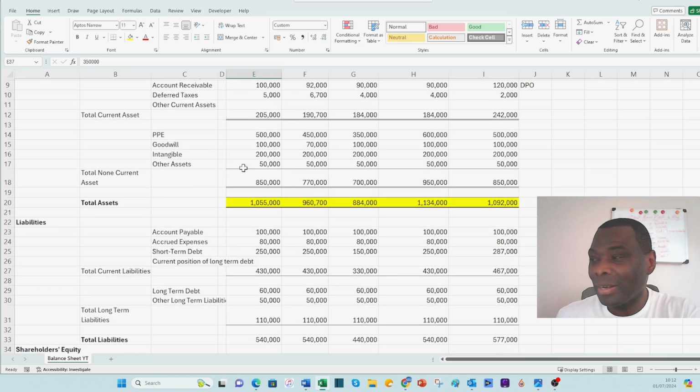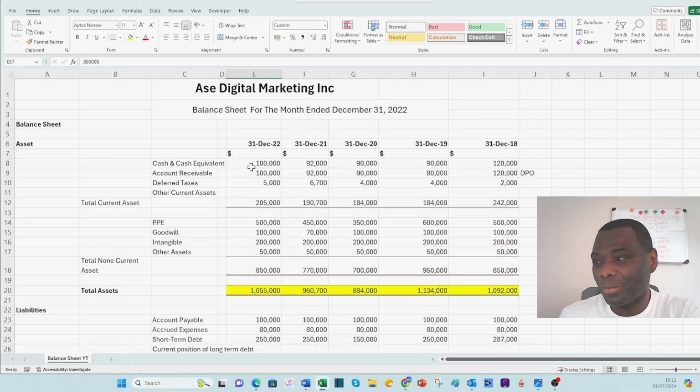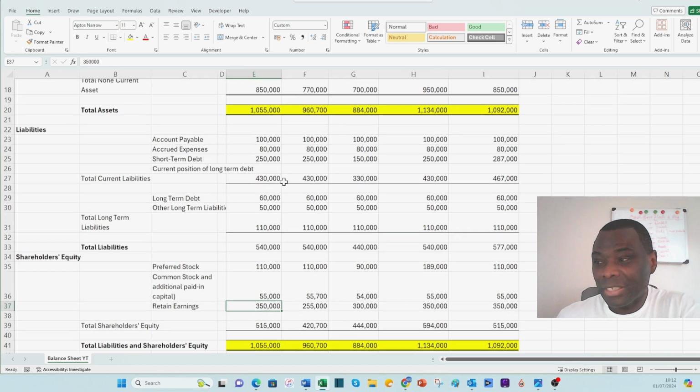So, after analyzing a couple of periods, then you're in a better position to make that informed decision for your organization.